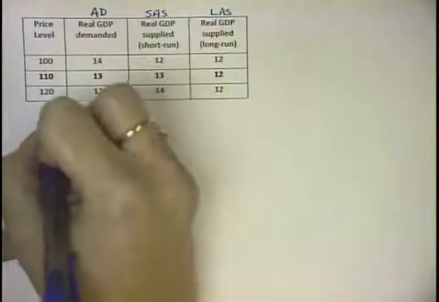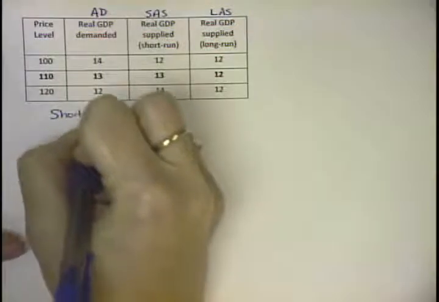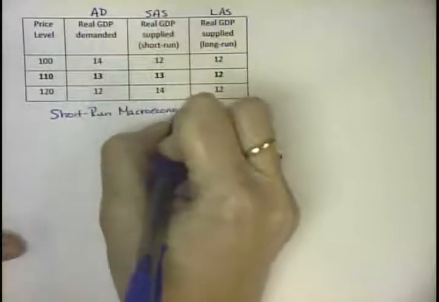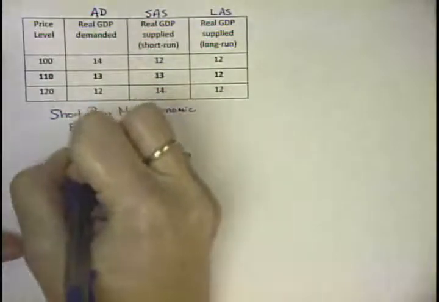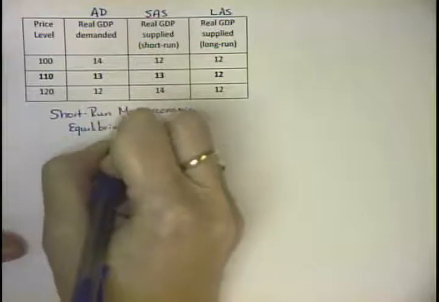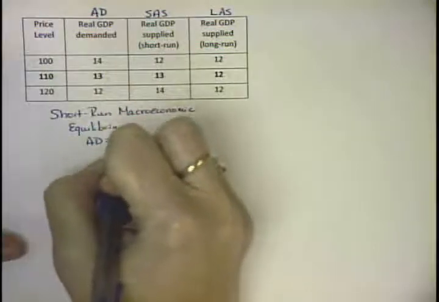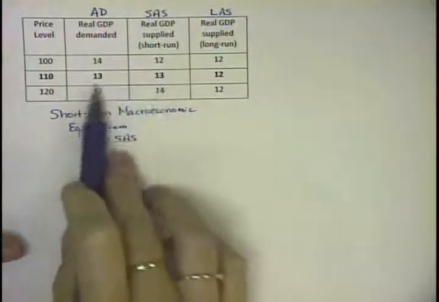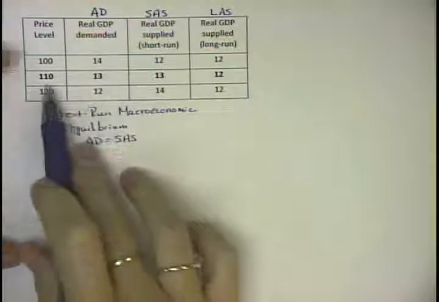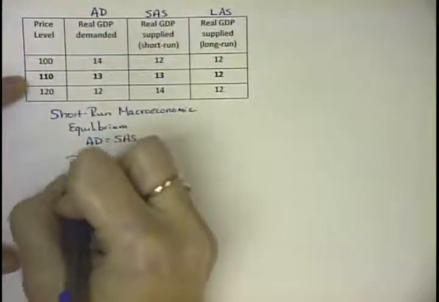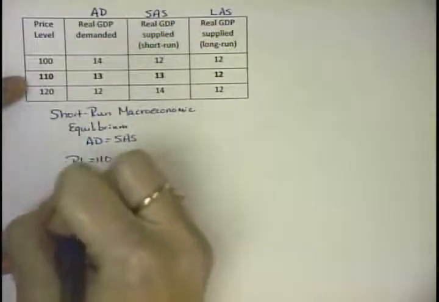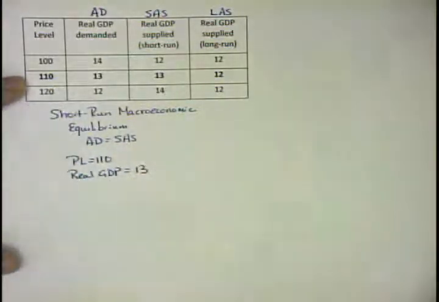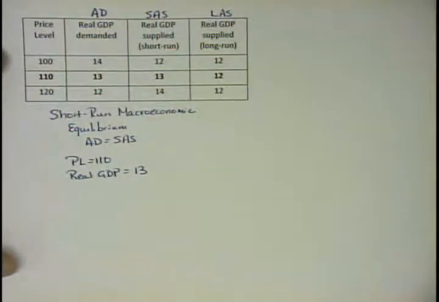So our short-run macroeconomic equilibrium, remember, that's going to be found where aggregate demand is equal to our short-run aggregate supply. So in this case, not equal here, it's not equal here, it's equal here. Okay, so at price level 110 and real GDP of 13 is our short-run macroeconomic equilibrium.